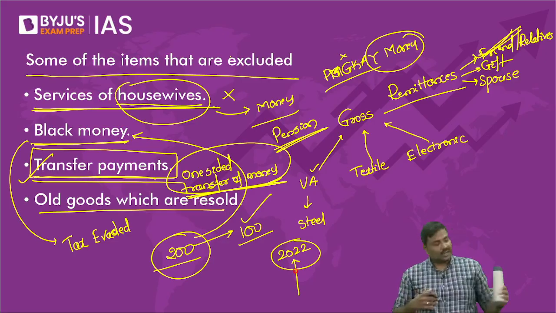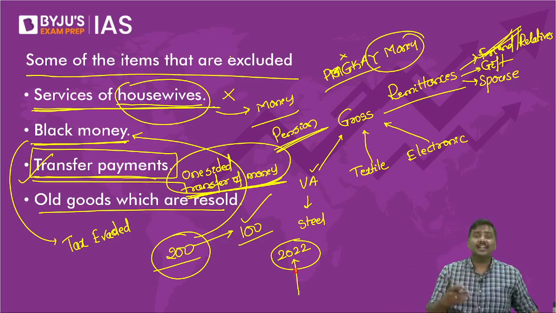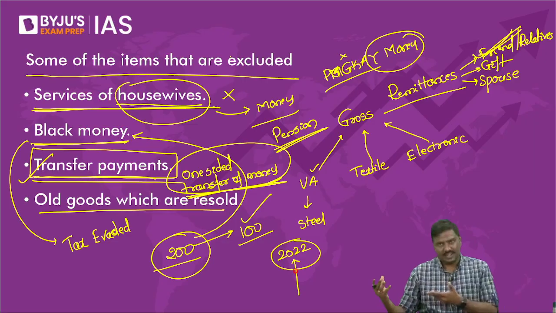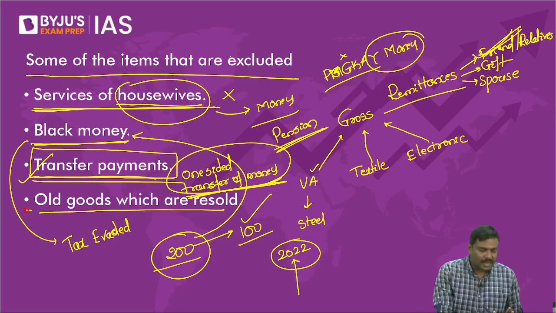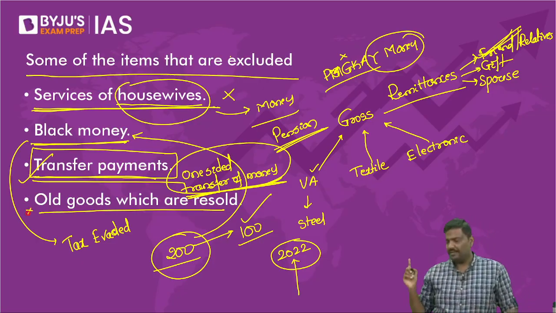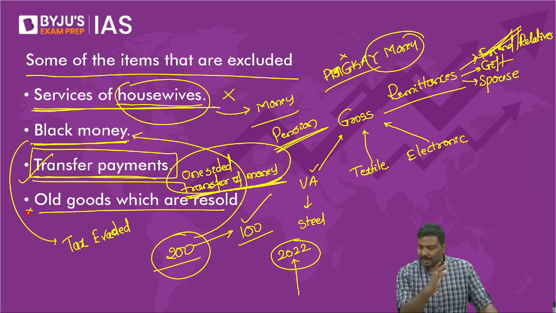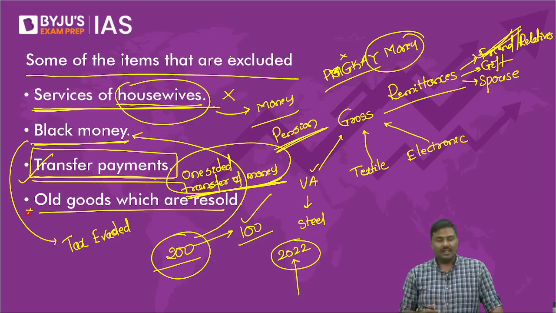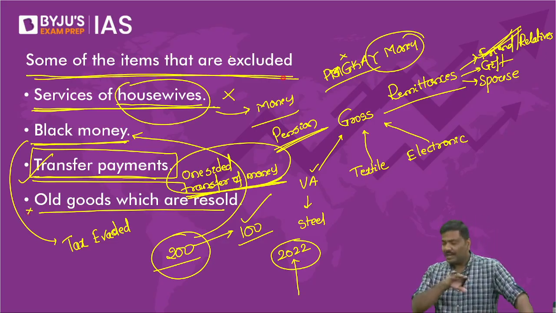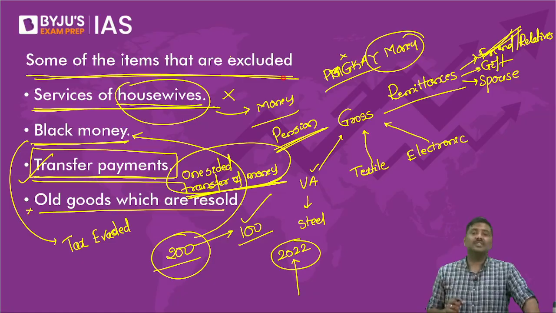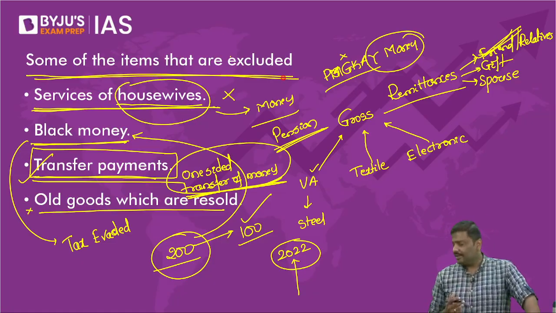So whenever you're selling second-hand goods, or goods which are already sold in the market, these will not be counted again as a part of GDP. Done? So these are some of the things that you're supposed to exclude in the calculation of GDP.